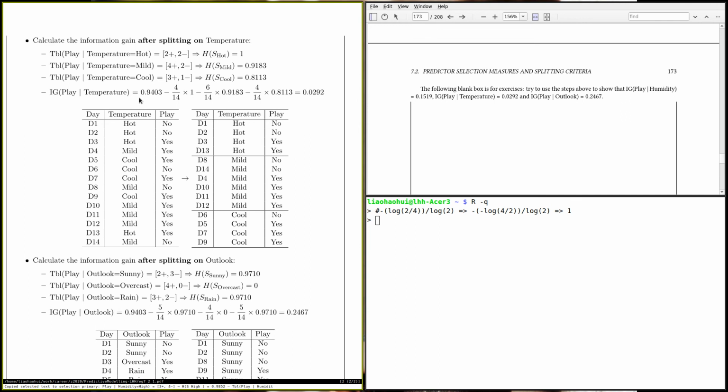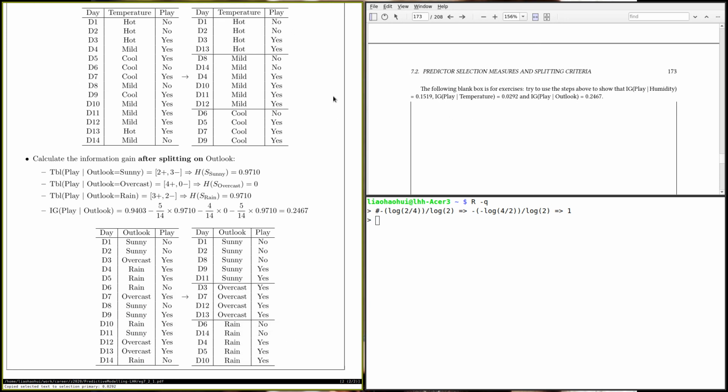So I think you'll find that the calculation is the same. This is before the split, and then you need to subtract out all the entropies here: 0.9183, 0.8113, with the probability of seeing them. After subtraction, you get a value. So now let us look at Outlook.